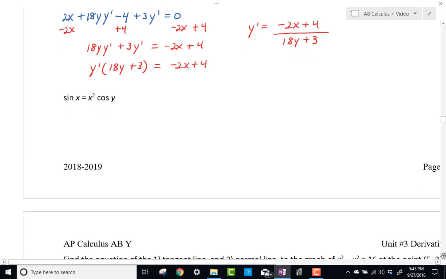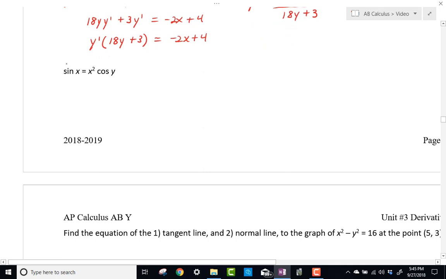All right, next one. We got some trig functions here. So the left side, the derivative of sine of x, we know is cosine of x. So I'll start off with the derivative of the left side, that's cosine x. On the right side, this is going to get a little bit messy, because on the right side we have some chain rule going on here. We've got x squared times cosine of y, product rule going on here. So I need to pay close attention to this.